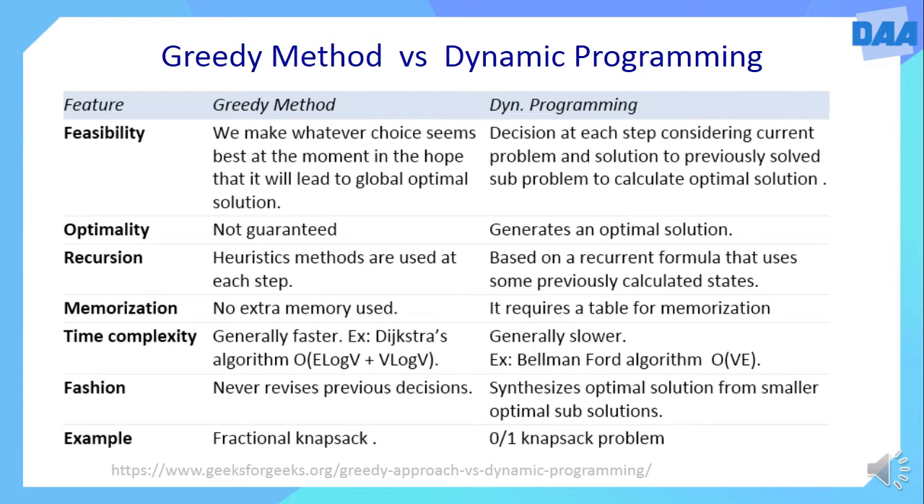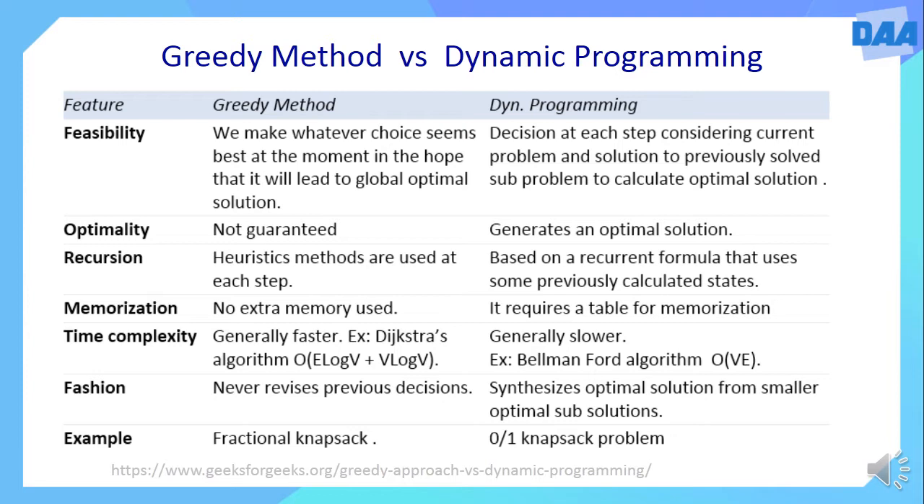What are some of the differences between the greedy method and dynamic programming? This is discussed in brief here. Particularly the feasibility: in the greedy method, we make the choice that is best at that particular moment, and it won't always result in an optimal solution. Optimal is not guaranteed there. Whereas in dynamic programming, at each step, solutions to previously solved subproblems are used to compute the optimal solution, and it guarantees that it always leads to the optimal solution.